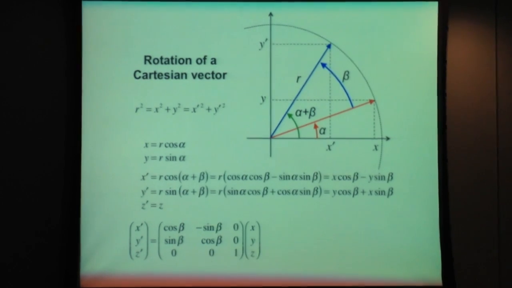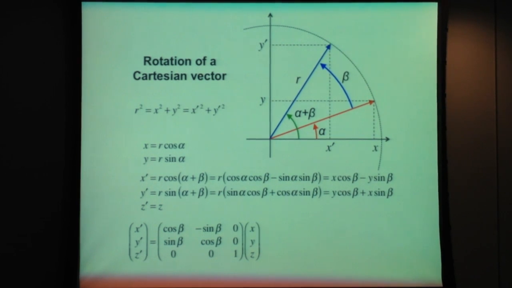And you can also consider the case where we're not rotating the axes, but we're just rotating a vector. We have this original vector in red, and so it's got r cosine alpha and sine alpha as its projected coordinates. And then in the new, rotated position of the vector, we rotate the vector by beta.